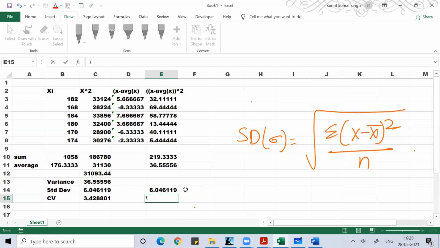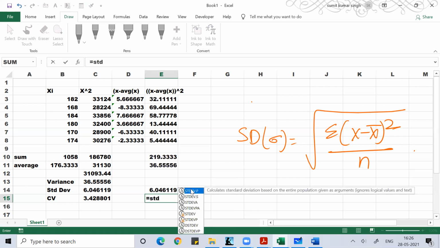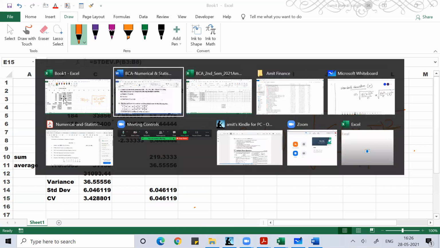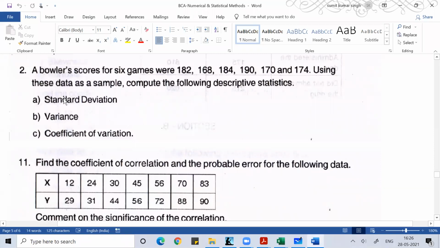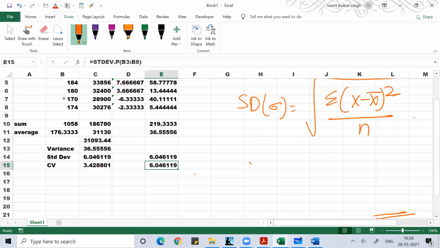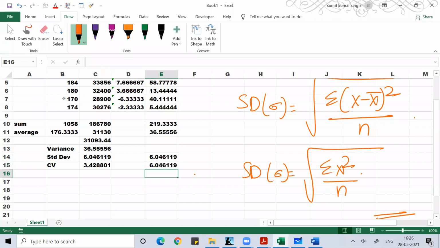Or if you want, you can use the direct formula STDEVP. You simply select the data, and you'll get the same answer. You do it any way, you'll get the same answer. I hope you understood the concept of standard deviation. If you get raw data, how will you calculate the standard deviation? Either you can use this formula, or you can use under root of summation of x square by n minus x bar square. You use any formula, you'll get the standard deviation.